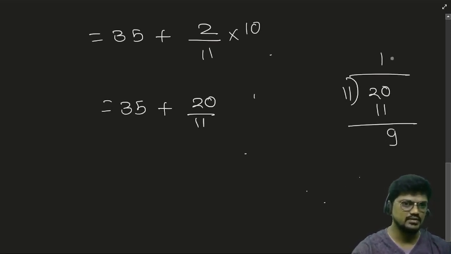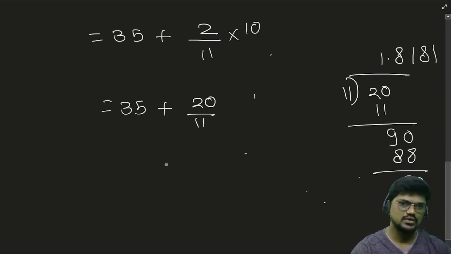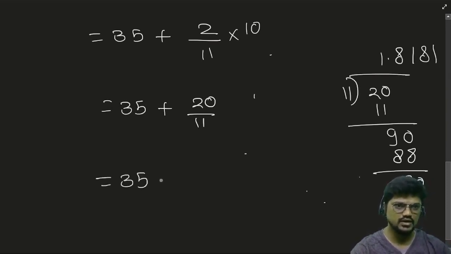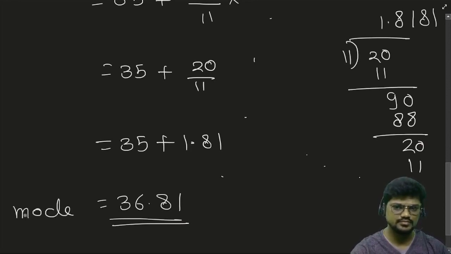Okay, so 20 upon 11: if I put a point, 81, 81, 81, it will just keep on repeating. So the answer is 35 plus 1.81, so the answer is 36.81. So this is your mode.